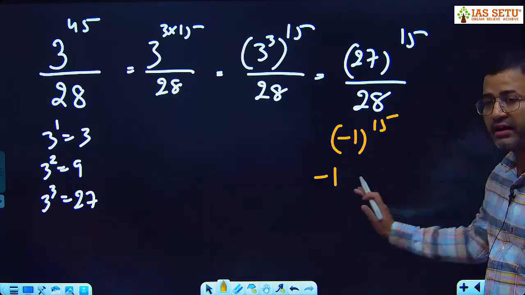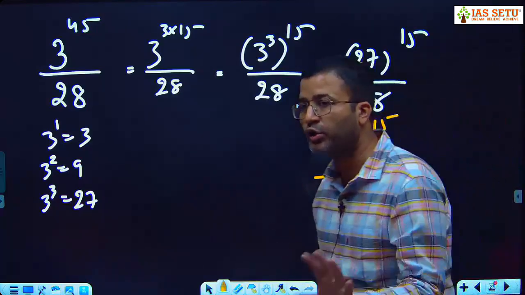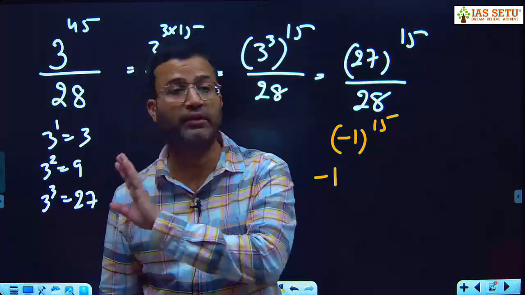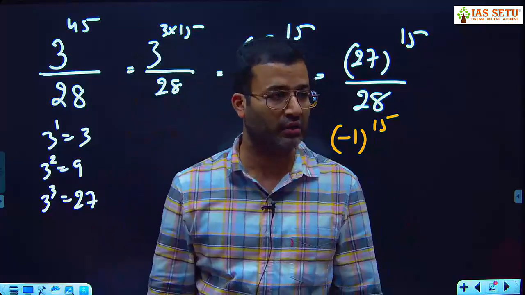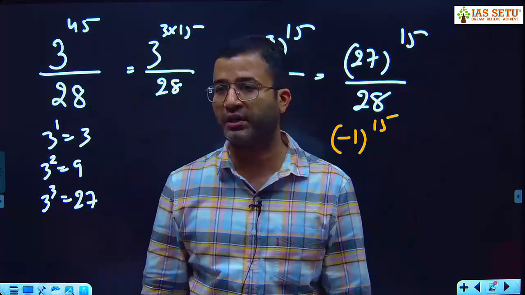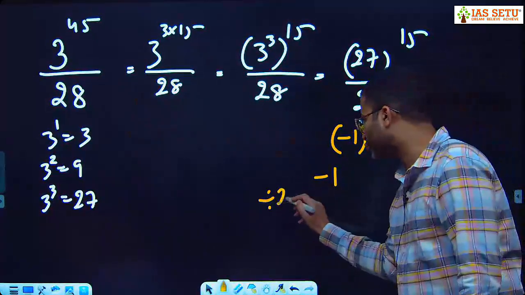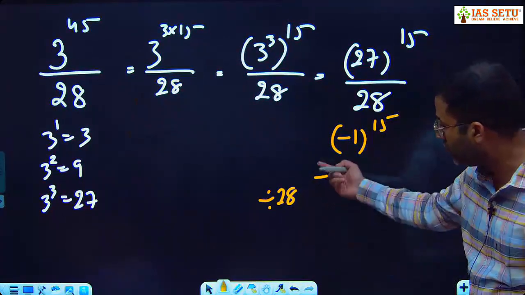See here, negative remainder is nothing for the examiner. Negative remainder is our shortcut. UPSC examiner or any examiner will never talk about negative remainder. For them it is always a positive remainder. So if it is coming minus 1 and your divisor is 28, you have to convert it into a positive remainder.